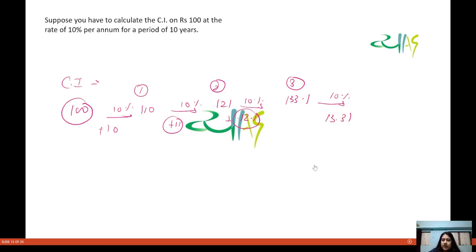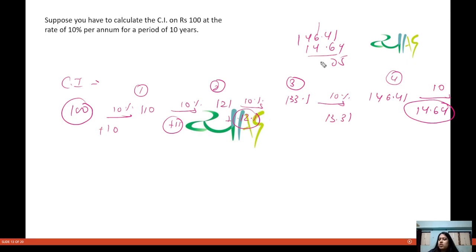So what are you going to get when you are doing this 10%? You will get 146.41. So this is the fourth one. Then 10% of this is 14.64. So 146.41 and this is 14.64, so this becomes 161.05. So this is the fifth one. You have 161.05. What is 10% of this? 16.10. So in 161.05 you have to add 16.10.